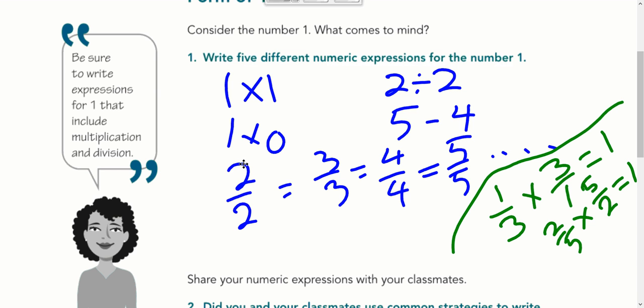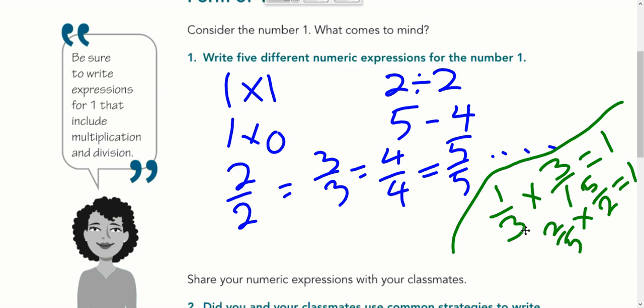If you remember with fractions, anytime you have a number over the same number, it equals 1. The reason is it's just like division. This fraction bar acts like a division sign. So 2 divided by 2 would be 1, 3 divided by 3 would be 1, 5 divided by 5, and so on. We could go to any number. Any number over itself equals 1. Now we also kind of jumped ahead to what we're going to be doing tomorrow, and that is fractions.